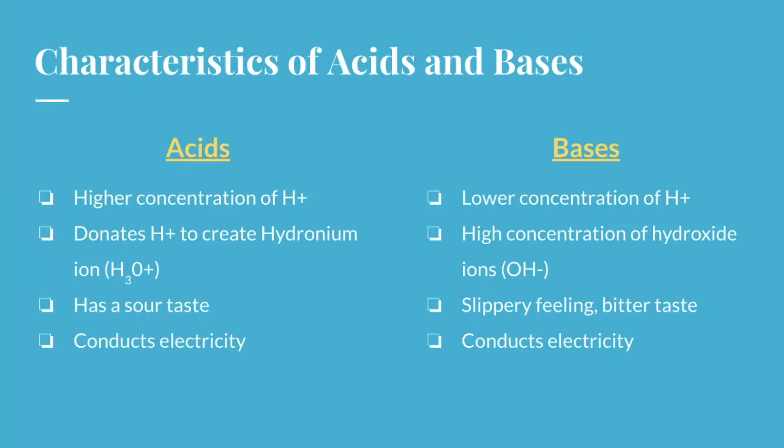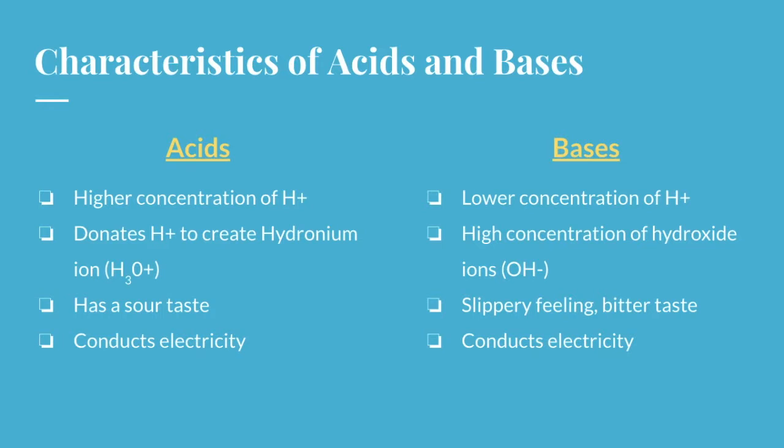When acids dissolve in water, they're going to donate hydrogen to the water and create something called a hydronium ion. So you've learned about water being polar, having partial positive and partial negative areas. And so when it donates the hydrogen, it creates something called H3O plus, which is considered to be a hydronium ion. Acids also have a very sour taste. So things like lemons or limes are acids. And they also can conduct electricity.